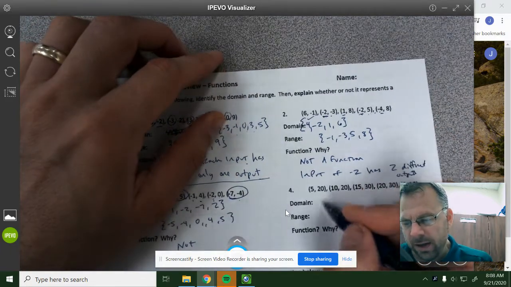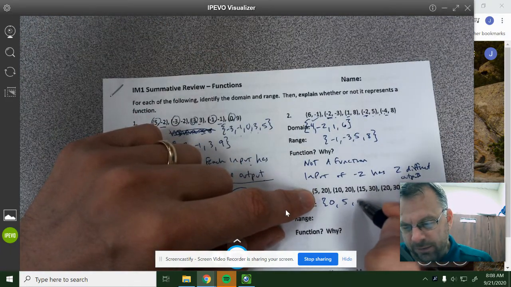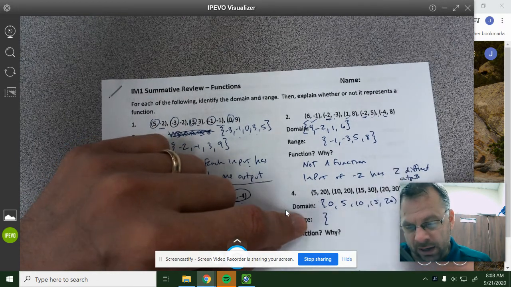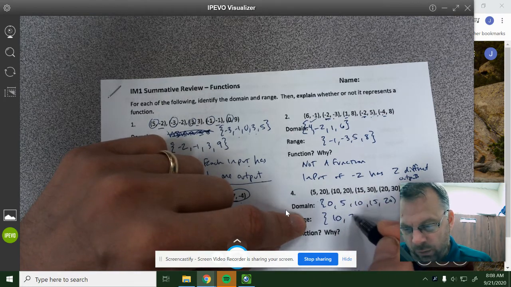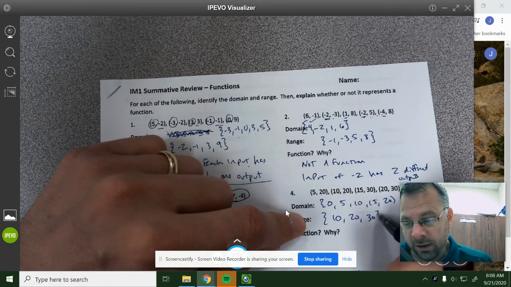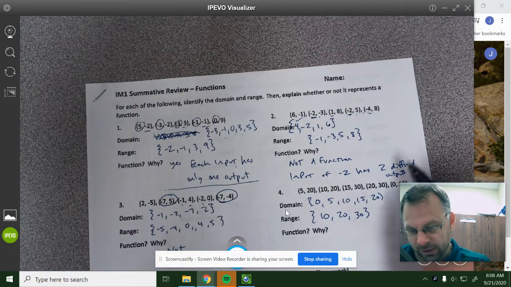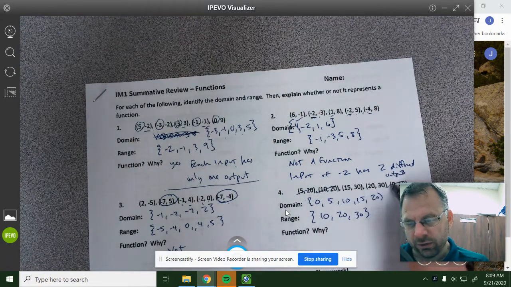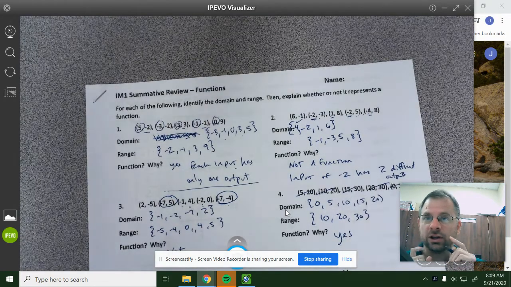Number 4, domain would be 0, 5, 10, 15, and 20. My range looks like my smallest one is 10, and then I've got a 20, and I've got a 30. Does every input have only one output? 0 has only one, 5 has only one, 10 has only one, 15 has only one, 20 has only one. So yes, each input has only one output.